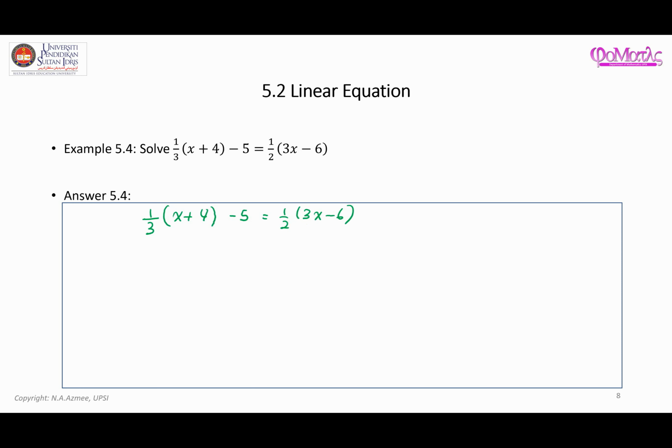Now I'm going to take the parentheses out. So 1/3 x + 4/3 - 5 is equal to 3/2 x - 3, since 6 over 2 is 3. Next, 1/3 x - 3/2 x is equal to -3 + 5 - 4/3.